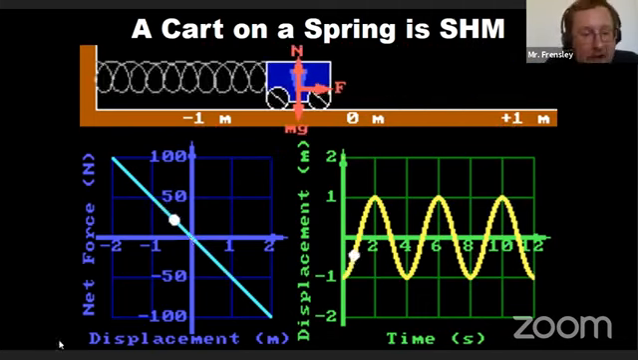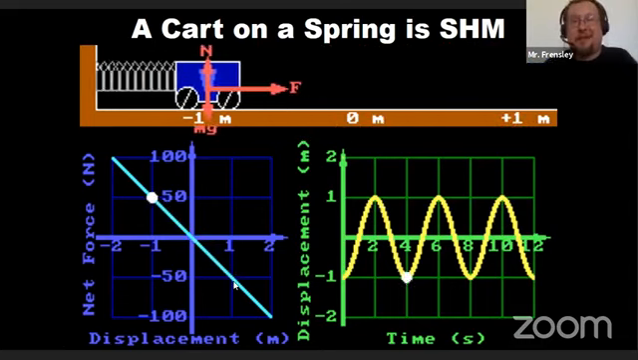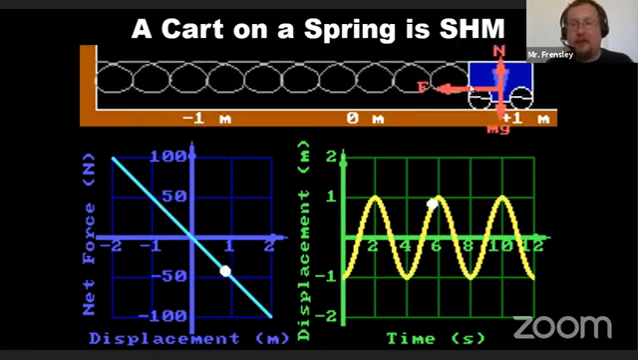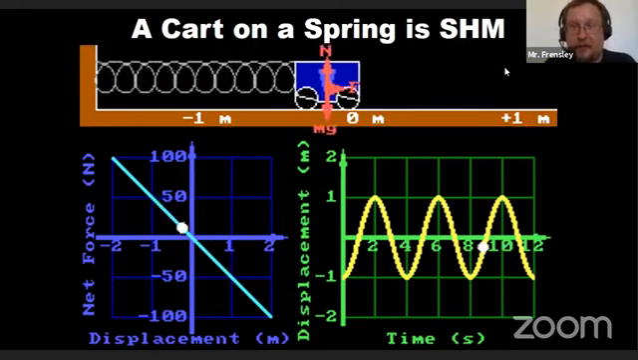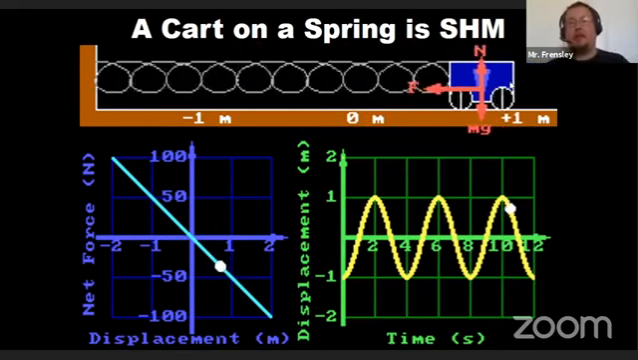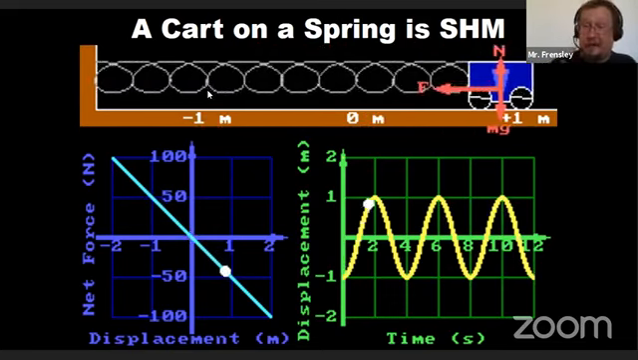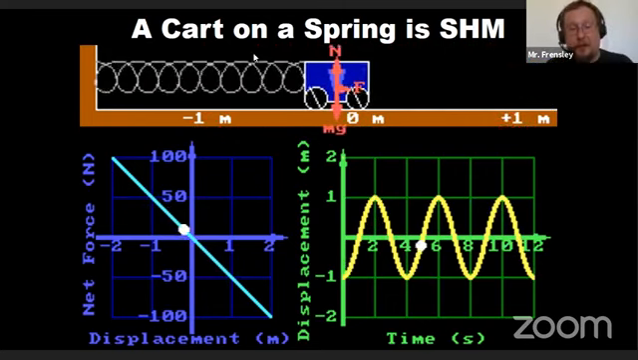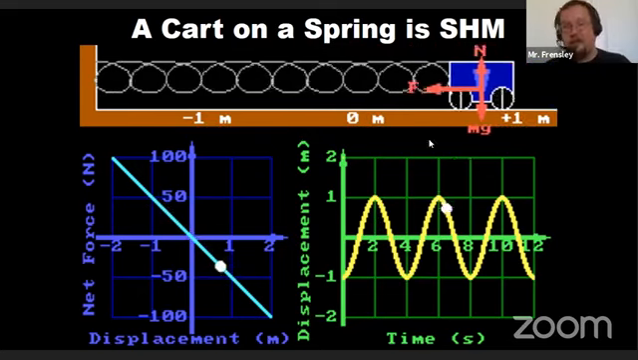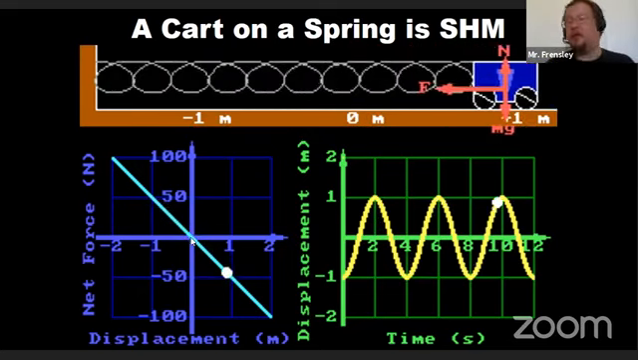Okay, so why is the slope negative? Well, remember what I said, that the force has to have the opposite sign that displacement has. So look at the diagram up here. When the cart has a positive displacement over here on the right, the force is to the left. When the force is to the right, the cart has a negative displacement, right? So force and displacement are opposite signs. So positive displacement, you're to the right, force is negative to the left, you get the idea, all right? So that's one way we know it's simple harmonic motion.